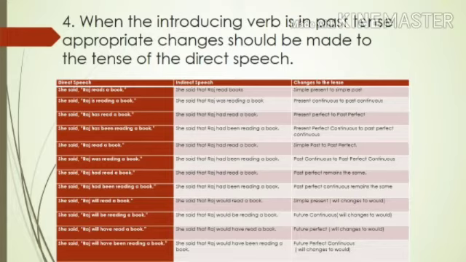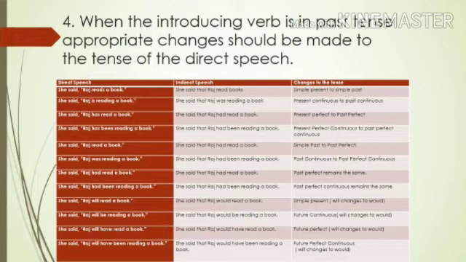She said, "Raj will read a book." She said that Raj would read a book. Will changes to would. She said, "Raj will be reading a book." She said that Raj would be reading a book. Future continuous. Will changes to would. She said, "Raj will have read a book." She said that Raj would have read a book. Again, will changes to would. She said, "Raj will have been reading a book." She said Raj would have been reading a book. Again, future perfect continuous, will changes to would.